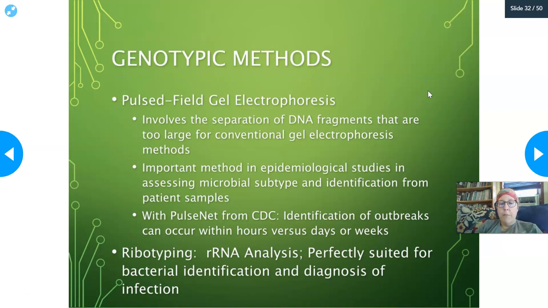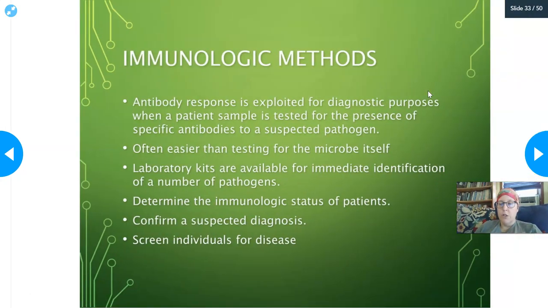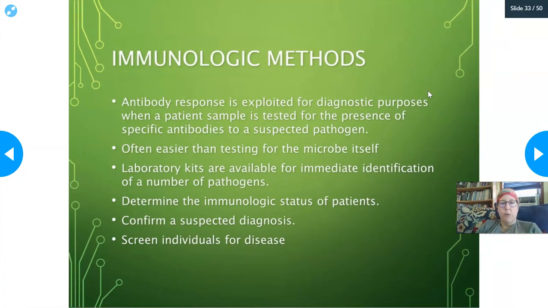Ribotyping is ribosomal RNA analysis. It's another good way to identify bacteria and diagnose infections, because the ribosomes of these bacteria are unique to different species, or genus and species, but species, if you will.